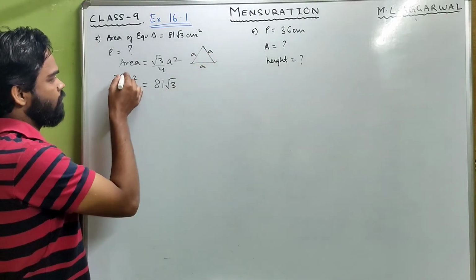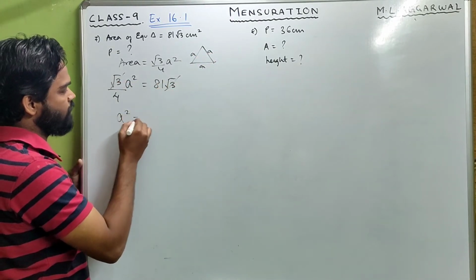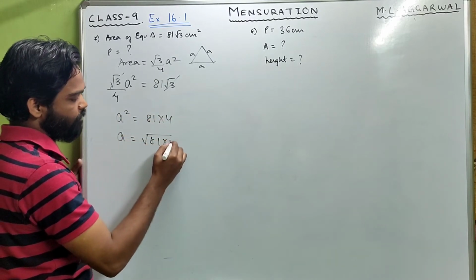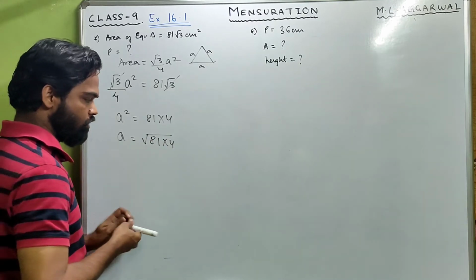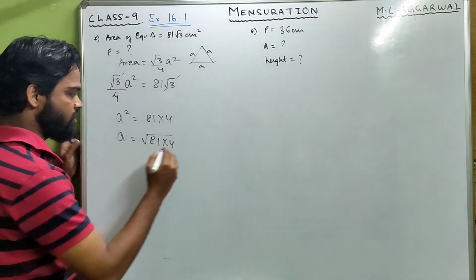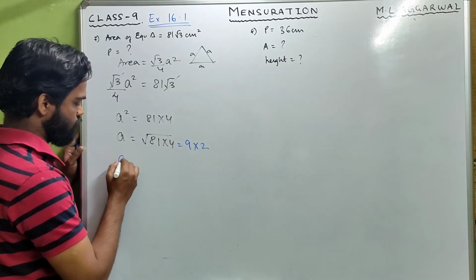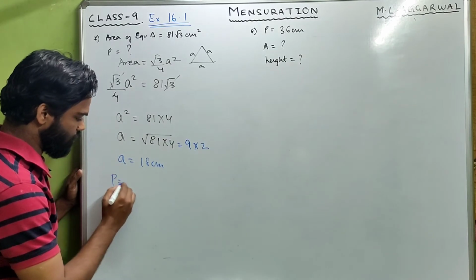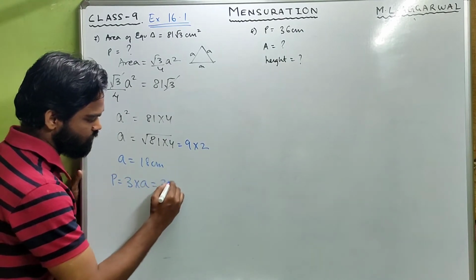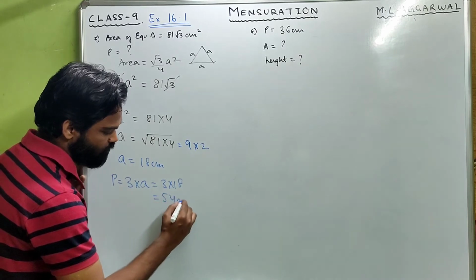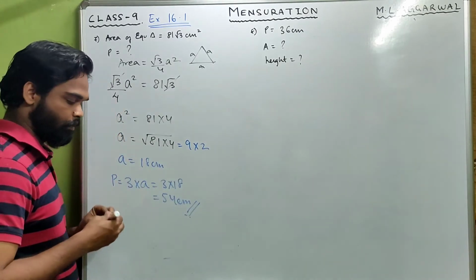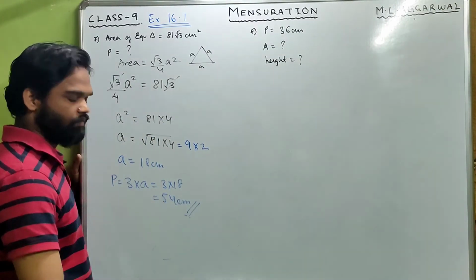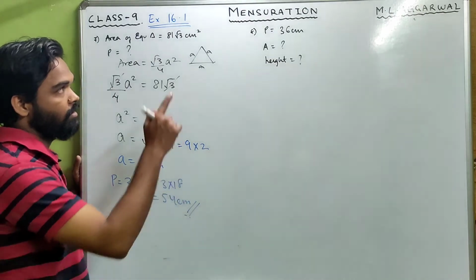So root 3 by 4 a square, if a is the side. Okay. Now, root 3 goes away. So a square is 81 multiplied by 4. So a will be root over of 81 multiplied by 4. 81, we know the root is 9, and 4, the root is 2. So a is 18 centimeter. Then the perimeter will be what? 3 into side, that's 3 into 18, that's 54 centimeter. Done. So the perimeter of this equilateral triangle, whose area is 81 root 3, is 54 centimeter.